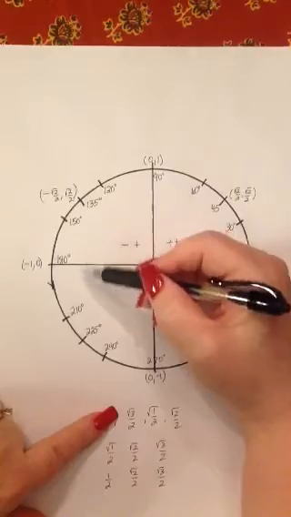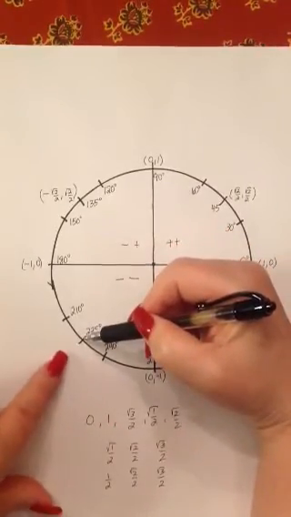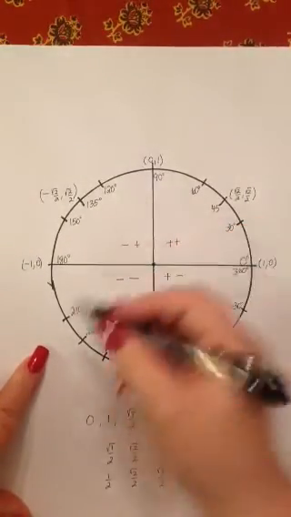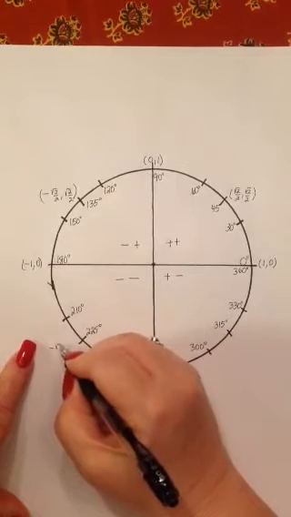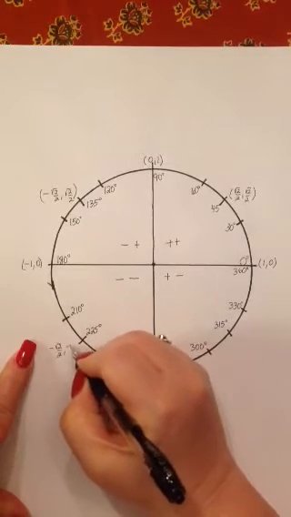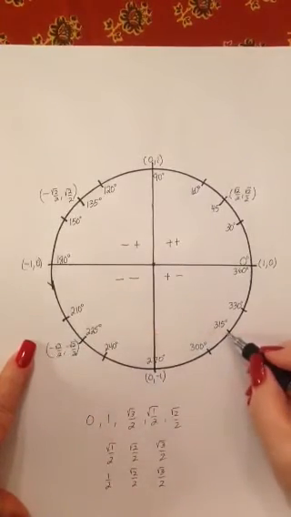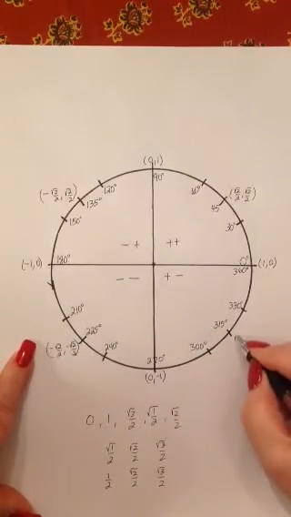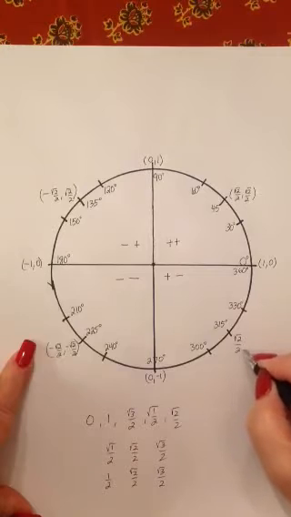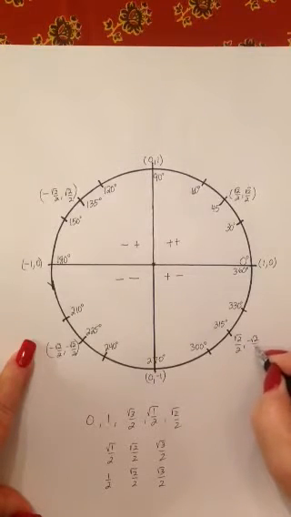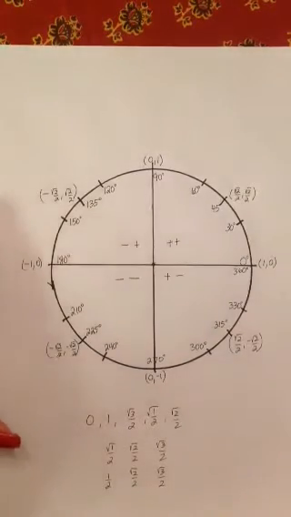And if you went directly down to the middle of this quadrant, the same thing, but in this quadrant everything's negative. So you'd have negative square root of 2 over 2, negative square root of 2 over 2. And if you went straight across here, it'll be the same point, but only the y value is negative. So square root of 2 over 2, negative square root of 2 over 2. So look, we're almost done.